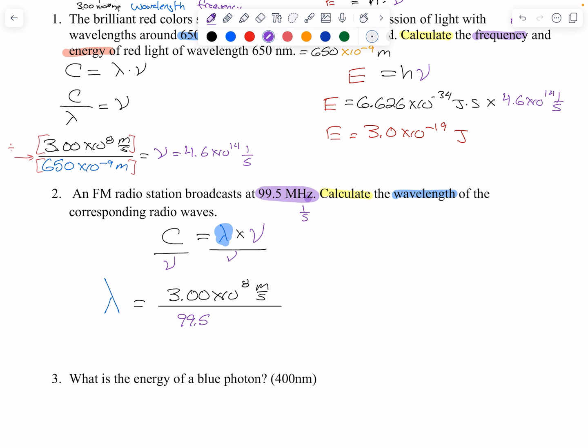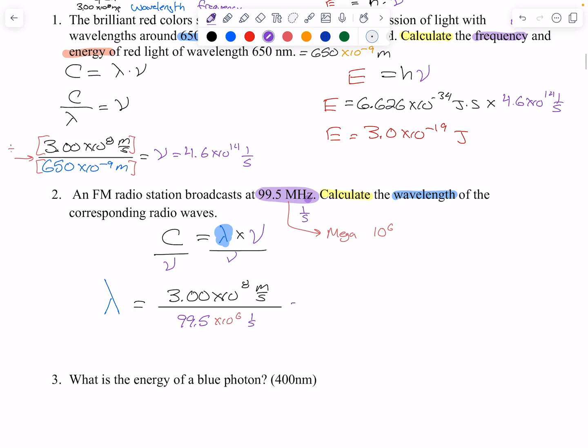That's mega. So this M is mega, and that's 10 to the 6. So times 10 to the 6. And that's 1 over seconds. And so if we do that, we get 3.02 meters. So that is our wavelength of that wave. Kind of nice.